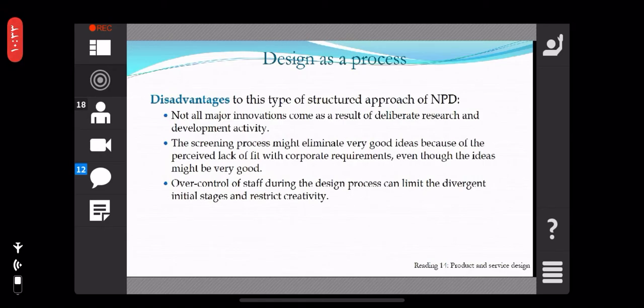For example, not all major innovations come as a result of deliberate research and development activity. It's not necessary. It is not necessary that whatever changes you made, it will work. Not necessary.